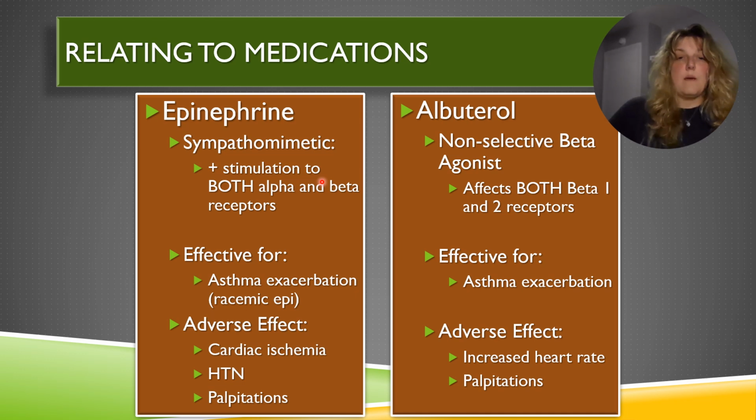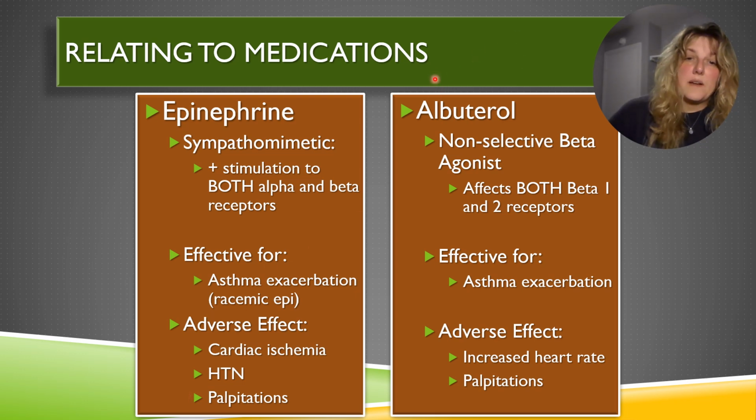So this is why epinephrine is great for asthma exacerbation in the form of racemic epi, because it allows for the bronchodilation you get with the beta 2 response, okay? But because it triggers both alpha and beta receptors, you can have some adverse effects, because you can have cardiac ischemia. Remember, we do have some vasoconstriction as a result, and that vasoconstriction can lend itself to hypertension, and it can cause heart palpitations. So you can have those premature ventricular contractions.